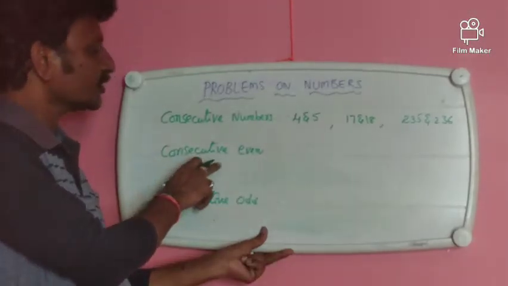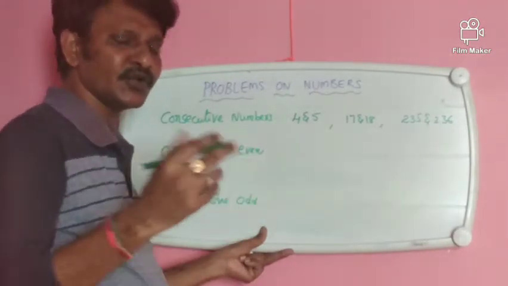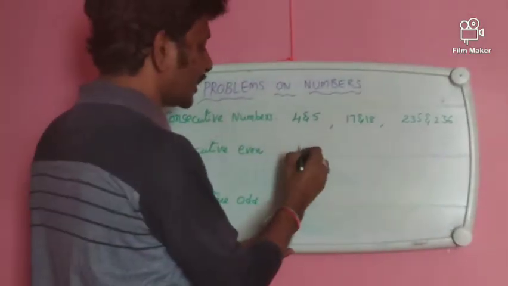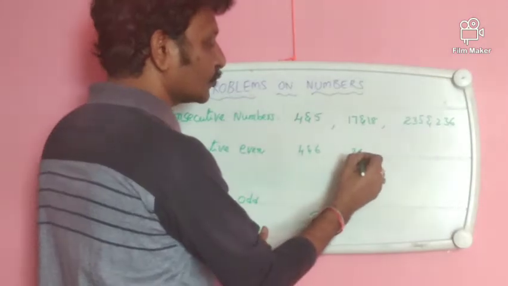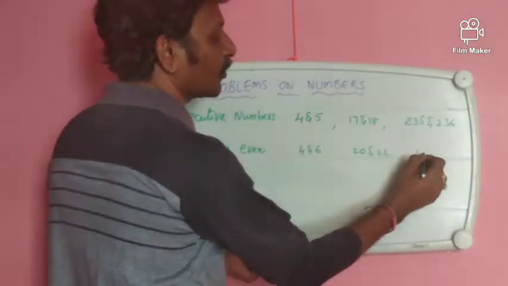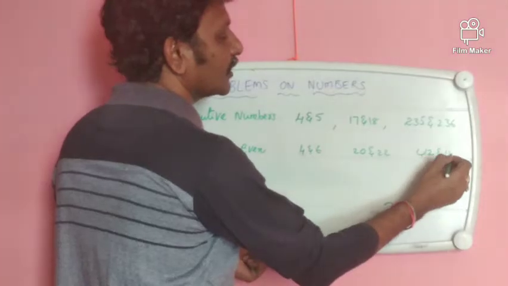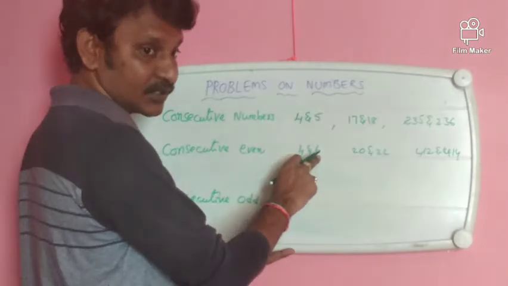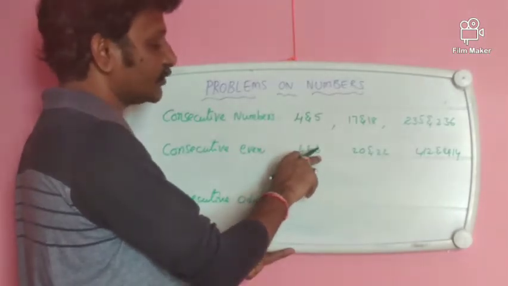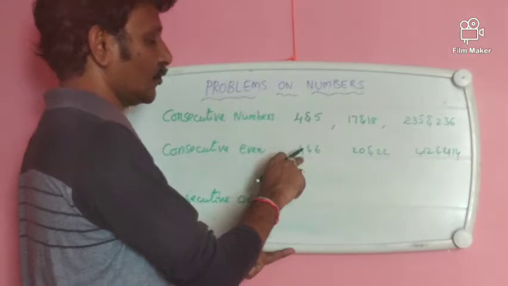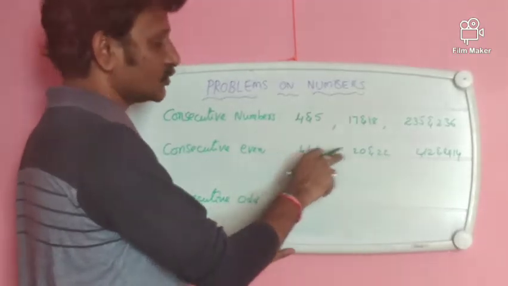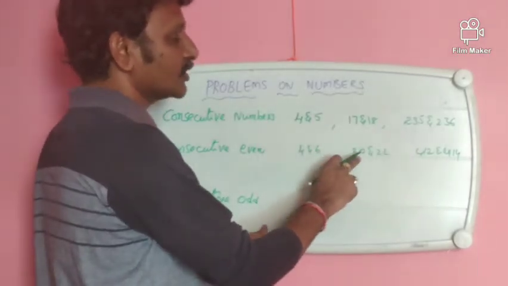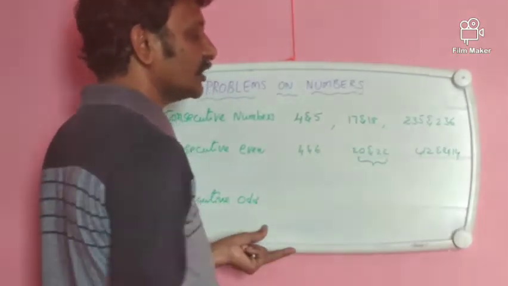If you observe consecutive even numbers, you know very well the difference between two consecutive even numbers will be 2. So you can take 4 and 6, 20 and 22, 412 and 414. If you observe, these two are even numbers, and both come immediately without any gap, and the difference is 2. 4 and 6 difference 2. Here 20 and 22. There is no even number between 20 and 22. That's why these two are called consecutive even numbers.